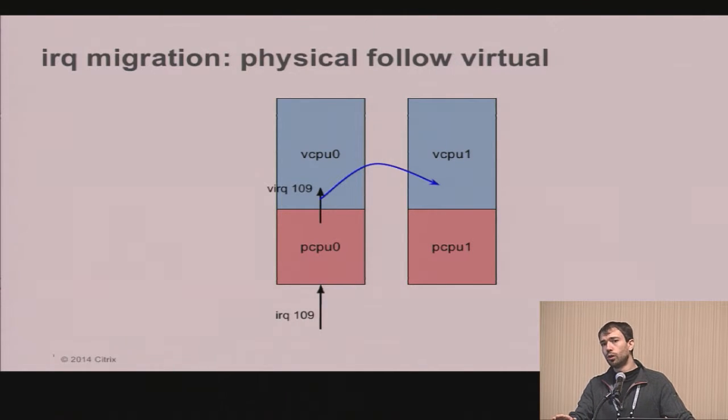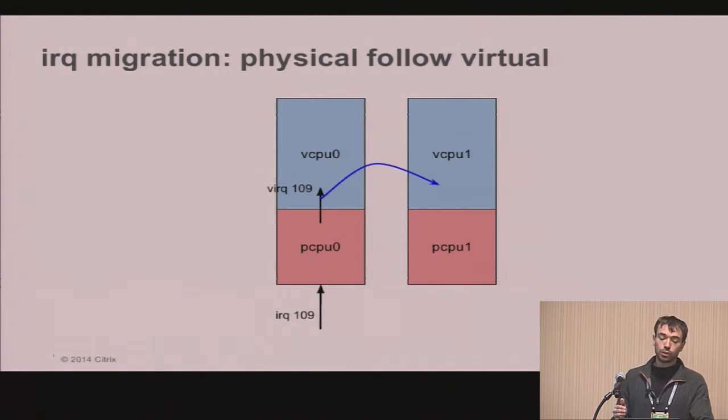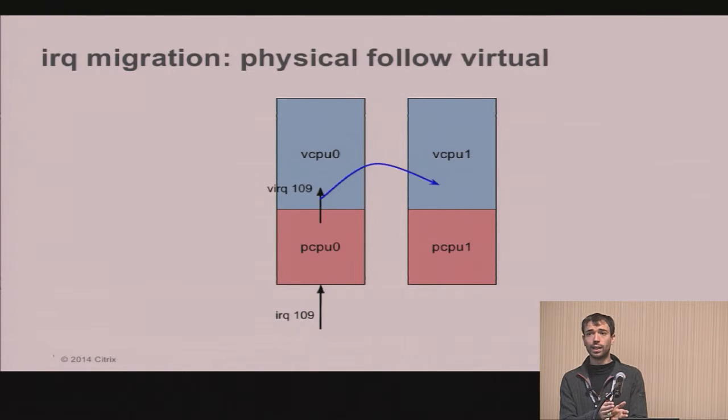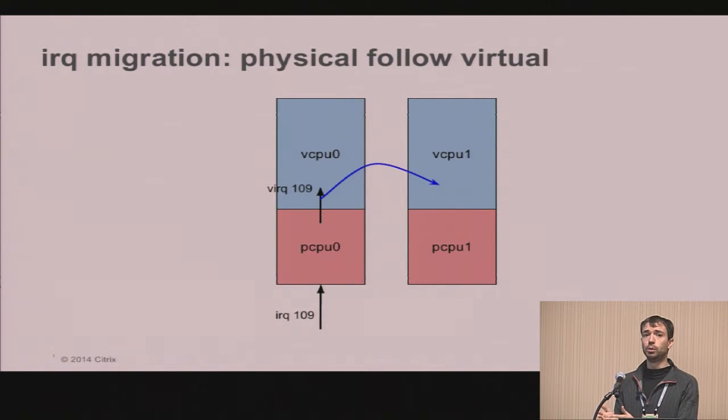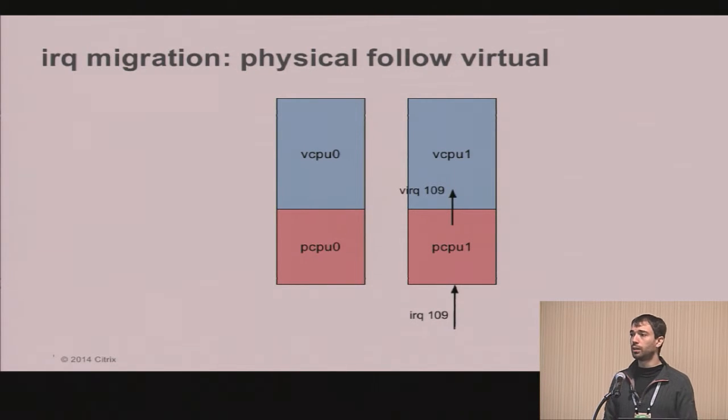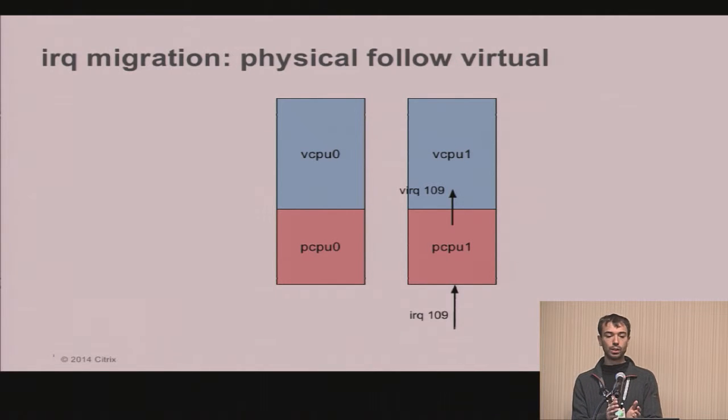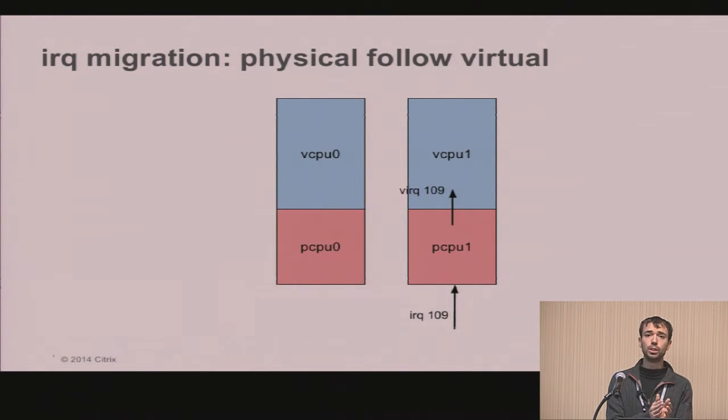First of all, this was not supported in 4.4. Second of all, it's not sufficient to just move the virtual interrupt 109 delivery from vCPU 0 to vCPU 1, because then it gets really slow. You keep getting the physical interrupt on the wrong CPUs, and you have to send IPIs and so on. So what this work is about is when the guest asks to move virtual IRQ 109 from vCPU 0 to vCPU 1, we also move the corresponding physical interrupt from physical CPU 0 to physical CPU 1, so that you always receive only the minimal amount of interruption.